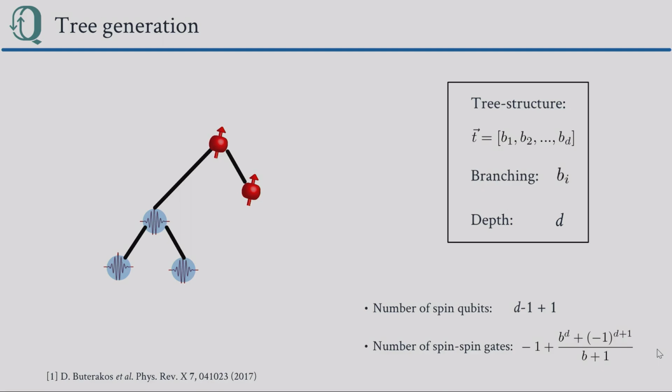You can also do, and for the optimization that we're going to look at, the repeaters we're going to look at, we actually need depth 3 trees. So we only need, at this point, two memory spins and an emitter at the repeater stations. Of course, the number of spin-spin gates scales with the number of branchings that you have in your tree and the depth. All right, so that's basically how we generate these trees.